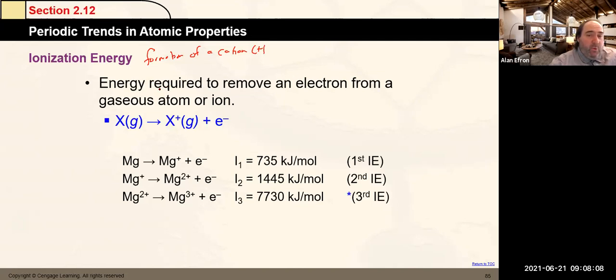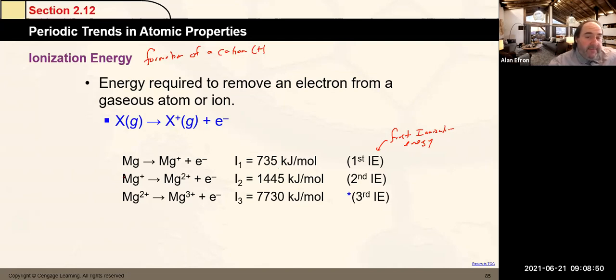Now, one thing that you should be familiar with is that electrons actually do come off one at a time. So when something loses electrons, it will typically come off one electron at a time. When we look at magnesium, when it loses its first electron, it requires about 735 kilojoules of energy. This is what is sometimes referred to as the first ionization energy. It's basically the energy to pluck off that first electron.